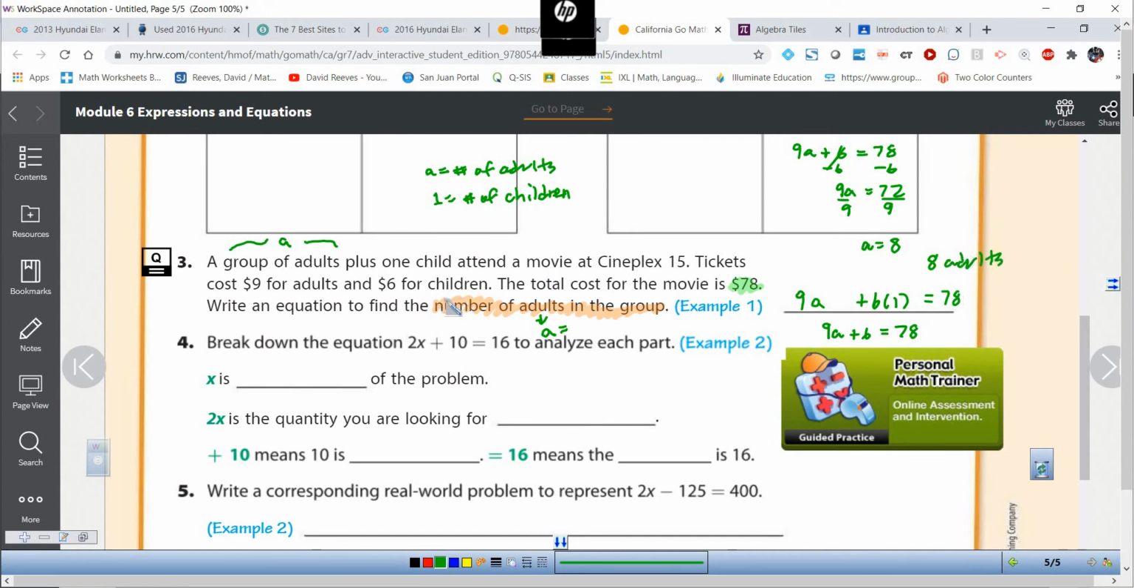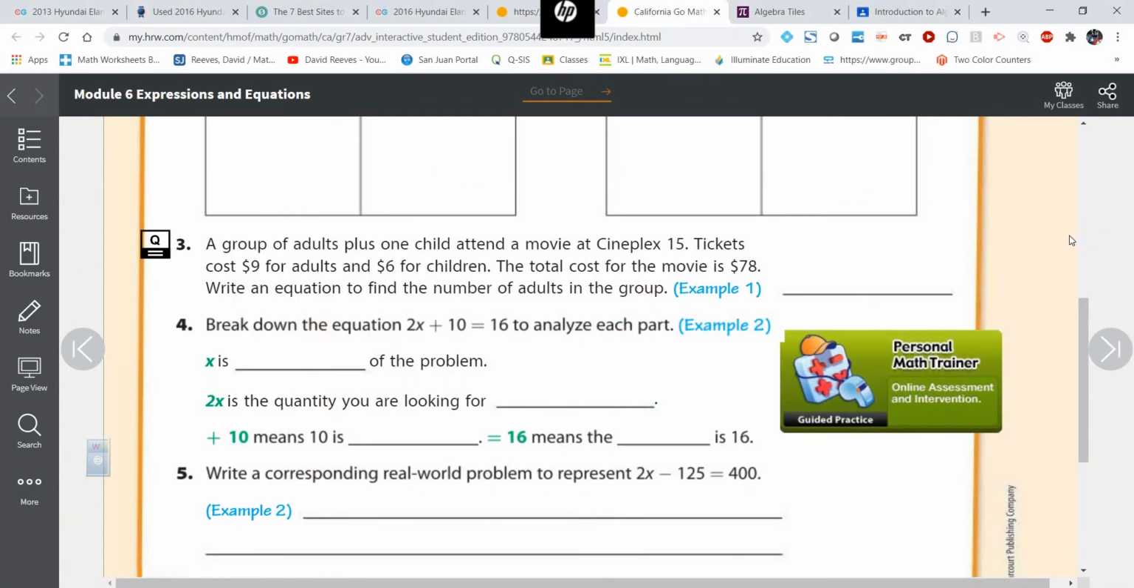All right, by the way, those are killer prices for movies. Must be a matinee or something.